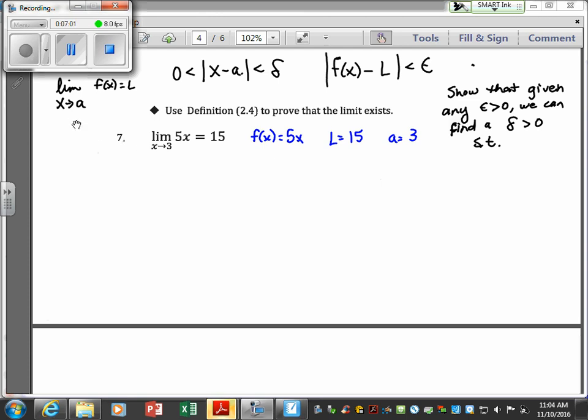Real quick, that was pulled from the formal definition. Here are our side notes up here. This is where we're going with it. We're just identifying our components here. All right.